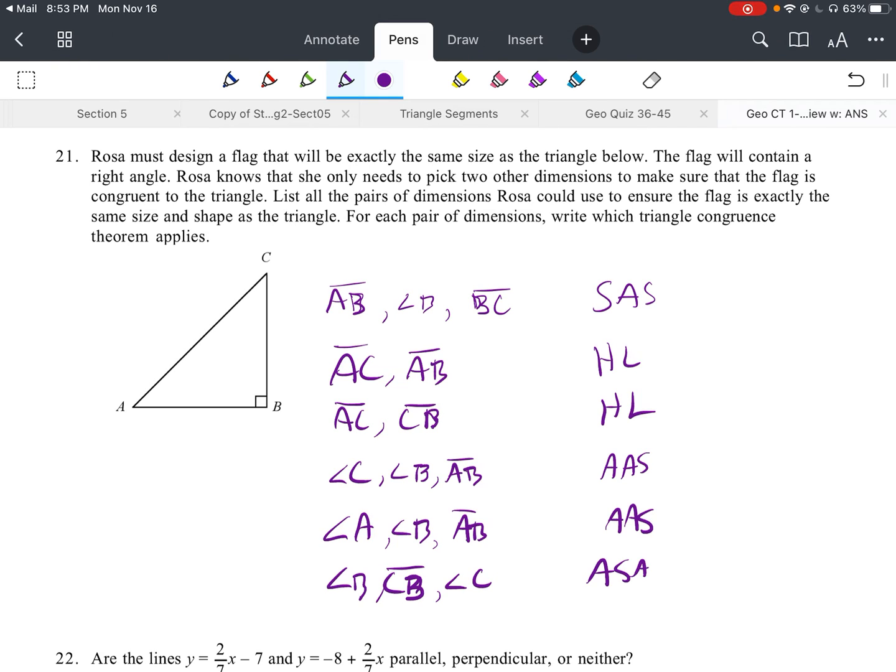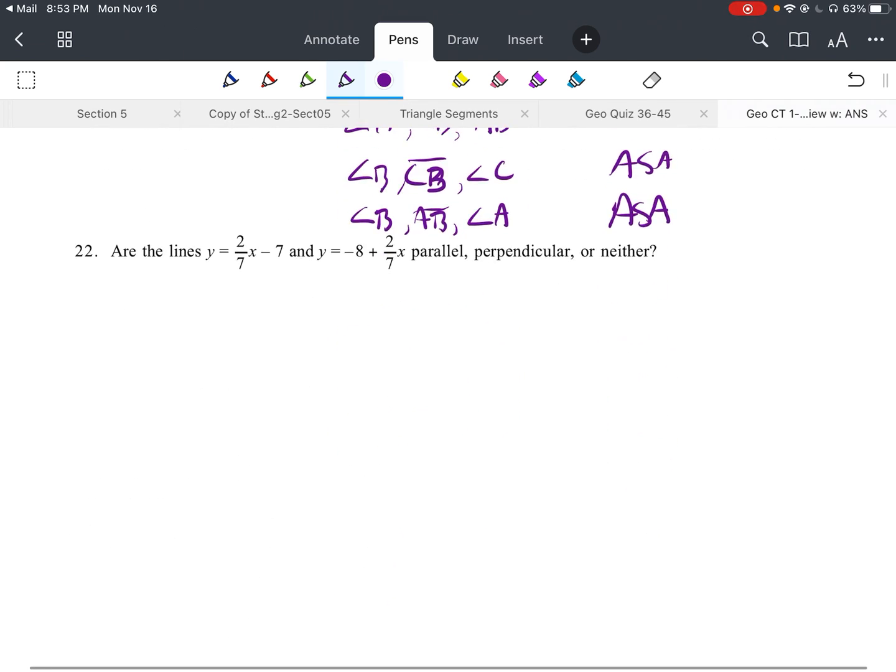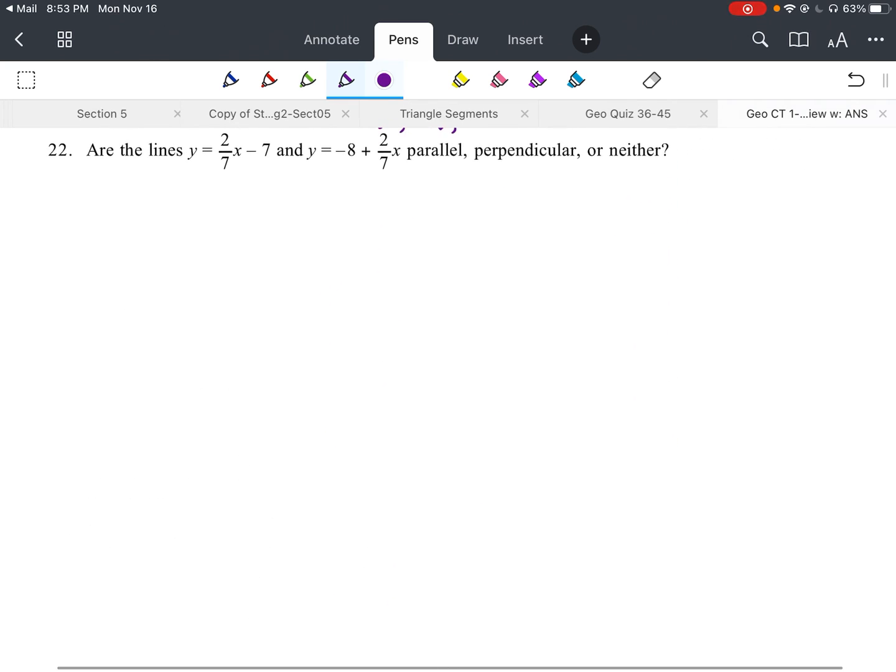And the last one would be angle, side, angle the other way. So angle B, AB, and angle A. That's ASA as well. Good stuff. So much fun. All right, I think we got them all.